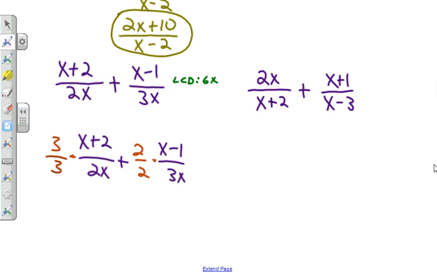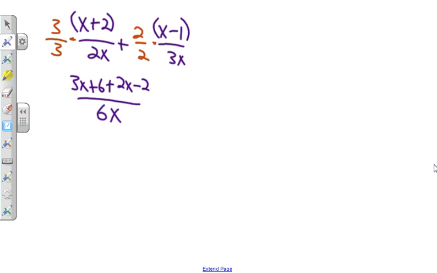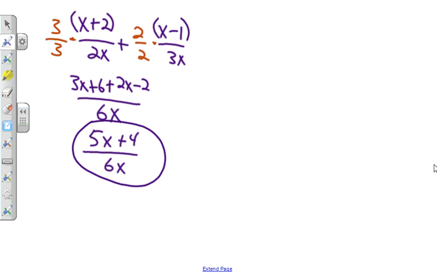So what am I going to do? The big denominator of 6x, so let's throw some parentheses here. What's this numerator going to look like? 3x plus 6, plus x minus 1 times 2, that's 2x minus 2. How do we simplify down here? 5x plus 4. Any more common factors? Not x. Okay, let's get to the problem up here.